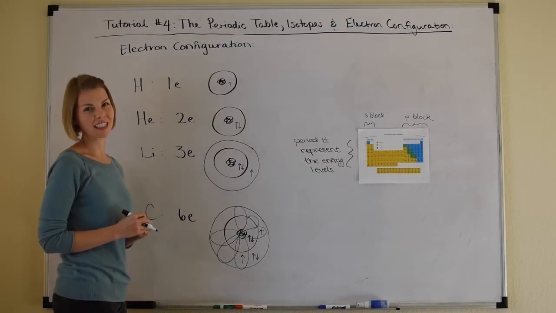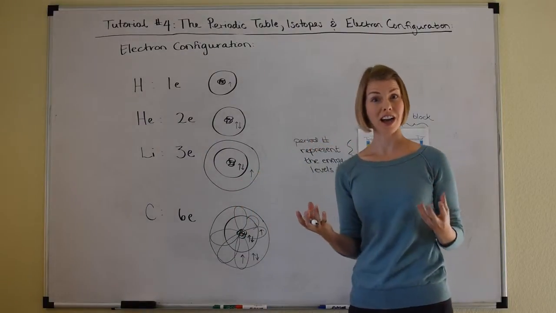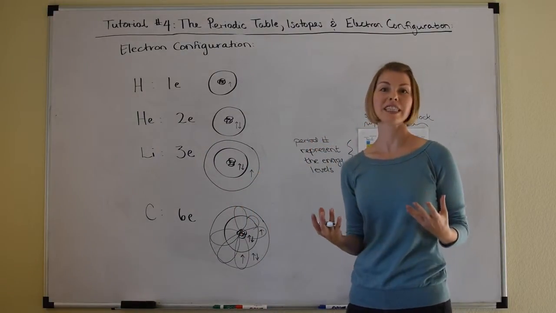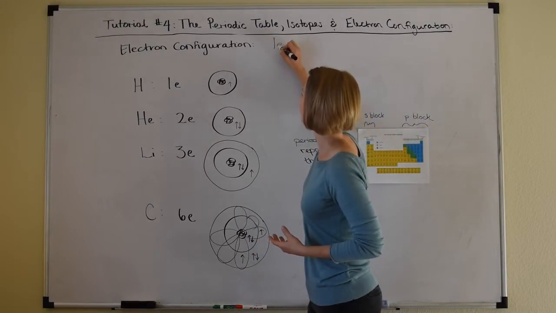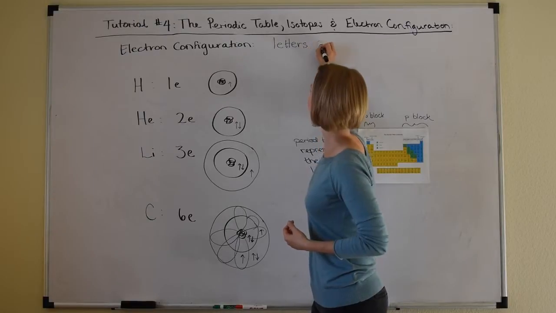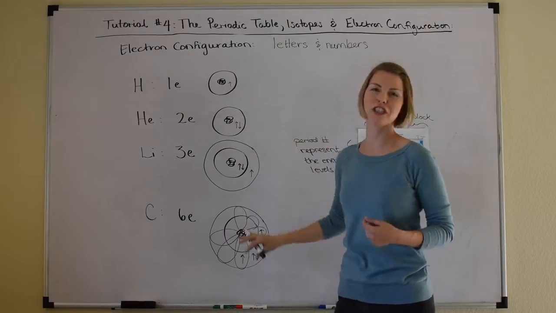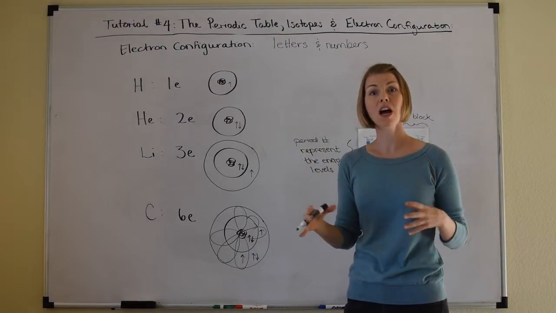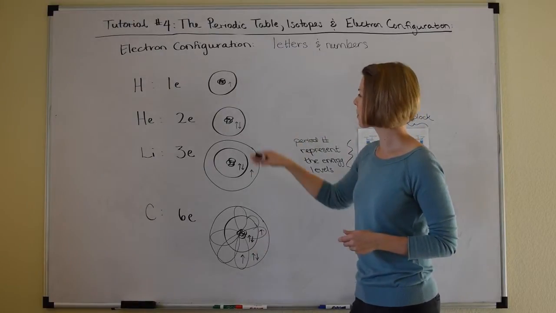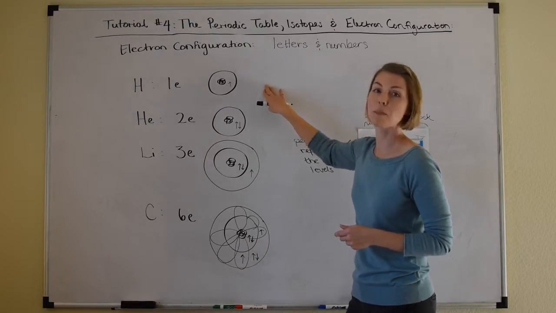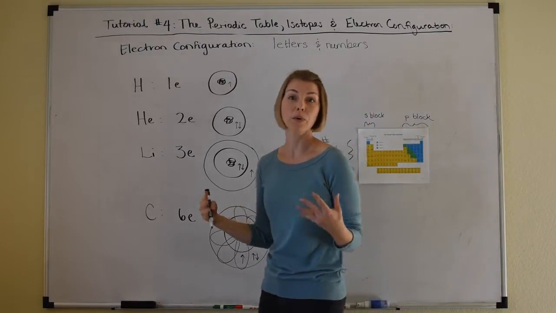Well, fortunately for us, this is really just to give you a better picture of the electron configuration. But as chemists, we're really going to write our electron configurations with letters and numbers. I just like to teach this first so that you have that visual of what the letters and numbers mean. So I'm going to leave this up, but I'm going to go ahead and write the electron configuration in letters and numbers next to it so you can see how it relates.